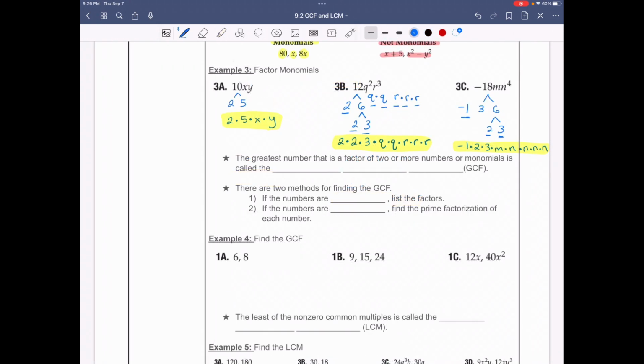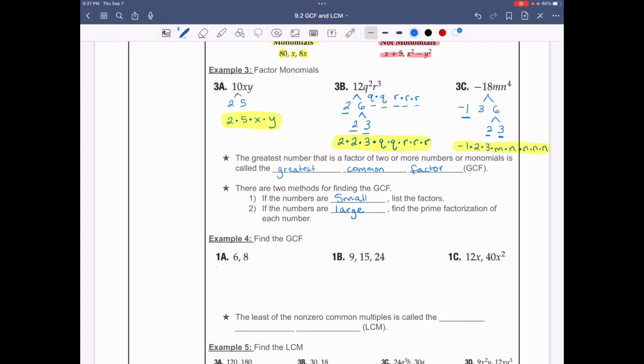Let's talk about what the greatest common factor is. The greatest number that is a factor of 2 or more numbers or monomials is called the greatest common factor. There are two methods for finding the GCF. If the numbers are small, you can list the factors, and if the numbers are large, you can find the prime factorization of each number. So let's try this for 6 and 8.